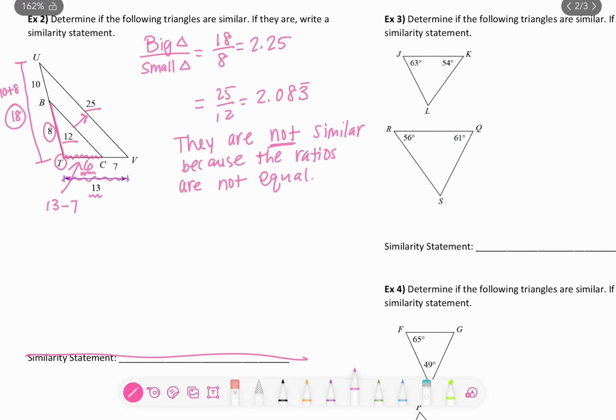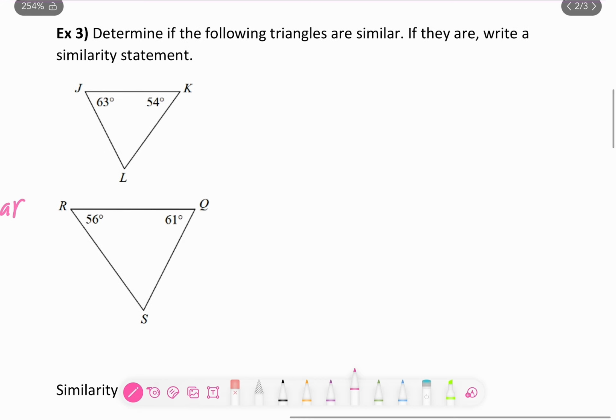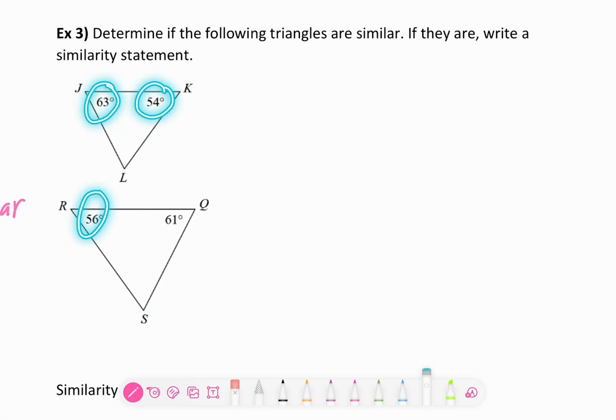Okay, example 3, let's keep going. So example 3 says determine if the following triangles are similar. If they are, write a similarity statement. Please notice that we don't have any sides labeled this time. We have no sides, which means we can't check ratios. What we can check is if there's corresponding angles that are of equal measure. Okay, so if we have 2 angles but not the third, just keep in mind that this third angle can be found just by adding the previous 2 angles, seeing what you get.